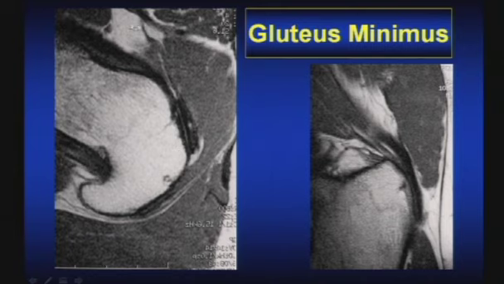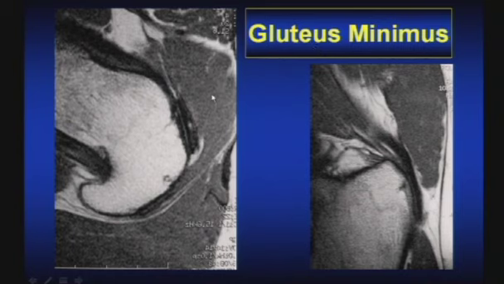Well, let's localize it by looking in the axial imaging plane. As we follow the anterior capsule to its most lateral site of attachment, we encounter this anterior shelf on the greater trochanter, and that is the anterior facet of the greater trochanter. Adjacent to it, we can see the tendon and muscle of the gluteus minimus.